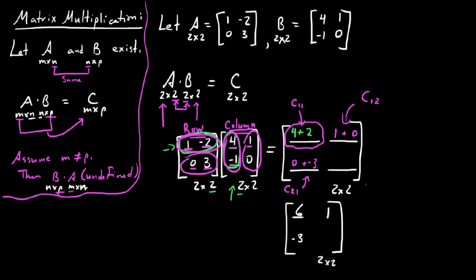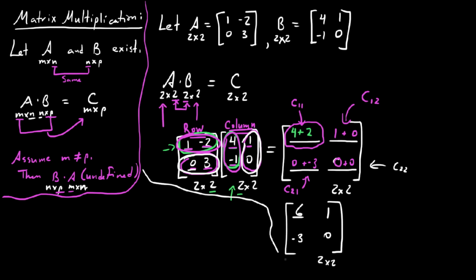And then last but not least, this element here would be C22. Second row, second column, and we'll go through. 0 times 1 is 0, plus 3 times 0 is 0. We get 0. And so this would be our product matrix, okay? So interesting that that's the way we carry out multiplication.